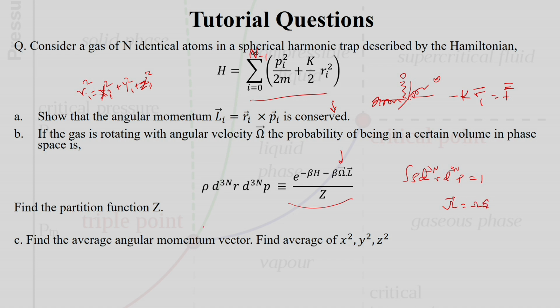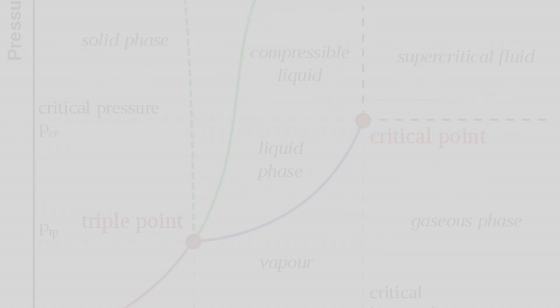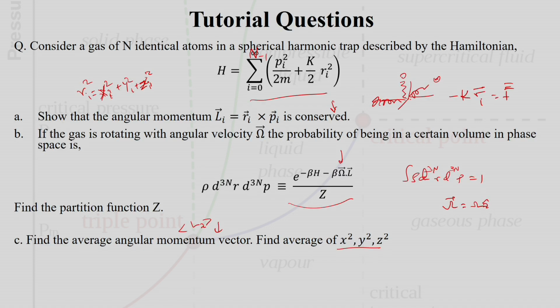the idea is to find the average of the angular momentum vector in the z direction, and then also the goal is to find the average of the squares of the coordinates themselves. So these are the questions that we want to answer, and let us get to it.